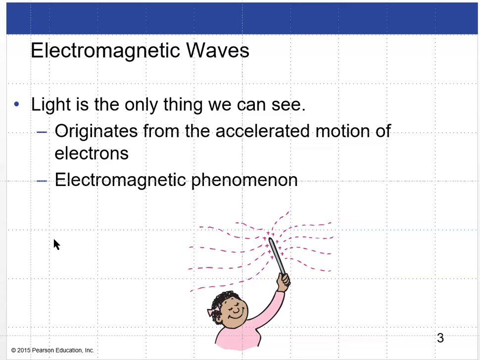Now, light is not the only electromagnetic wave we can sense. We can actually sense infrared. We have special receptors in our skin, and because we can sense infrared, that protects us from getting burned.